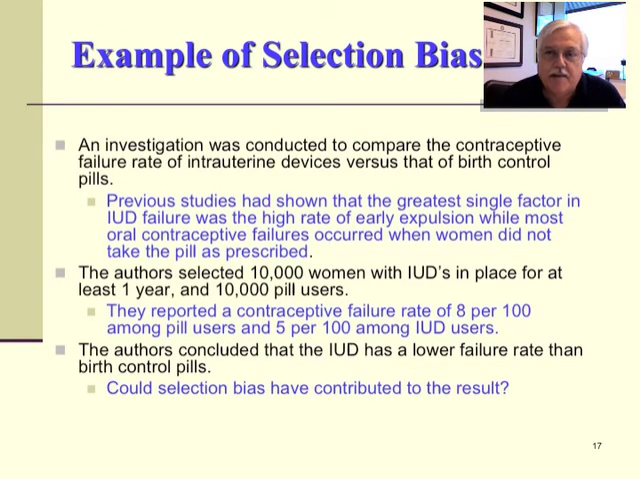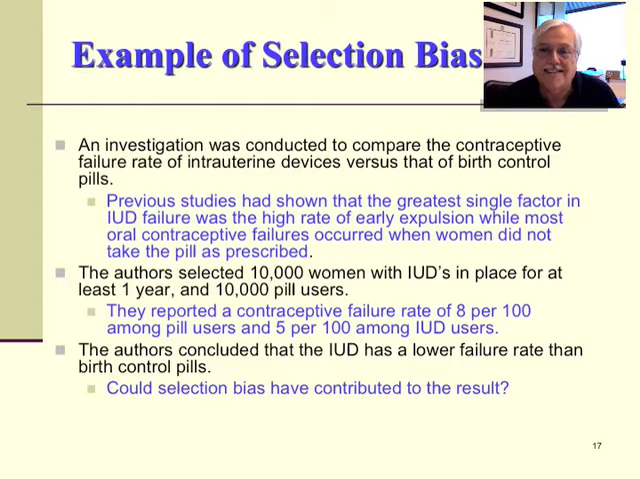Here's an example of a selection bias. An investigation was conducted to compare the contraceptive failure rate of intrauterine devices versus that of birth control pills. Previous studies had shown that the greatest single factor in IUD failure was the high rate of early expulsion, while most oral contraceptive failures occurred when women did not take the pills as prescribed.